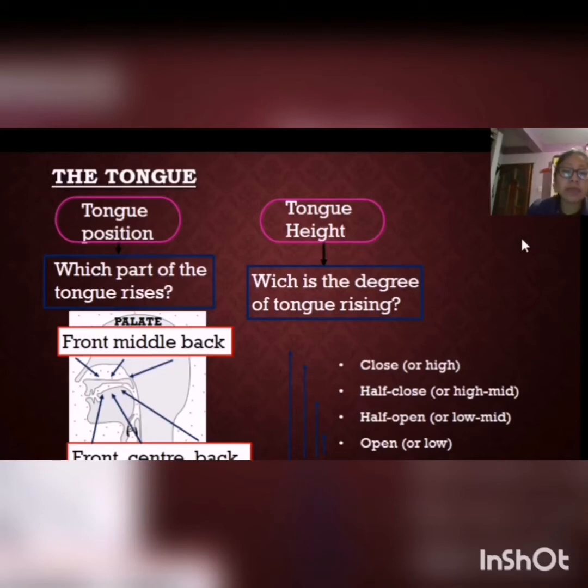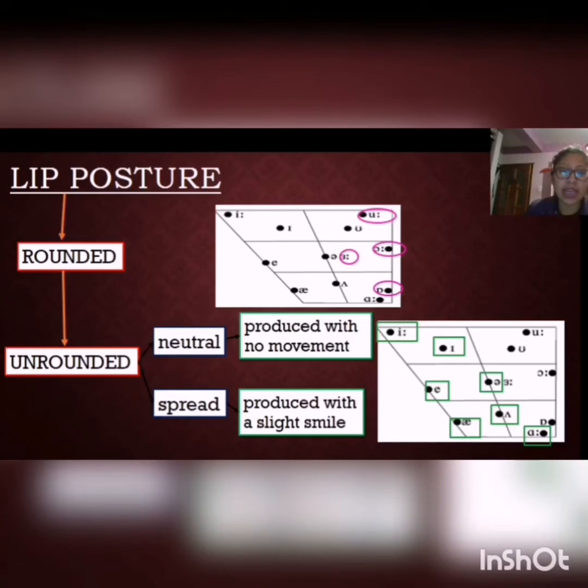Now it's time to talk about the lip posture. And talking about lip posture, we can divide vowels into rounded and unrounded. Rounded vowels, such as oo, are produced with the lips in a circle position with a beak rounded, as you can see. And so, all the vowels that are inside this pink circle are rounded vowels. U, O, E, and A are rounded vowels, as you can see.